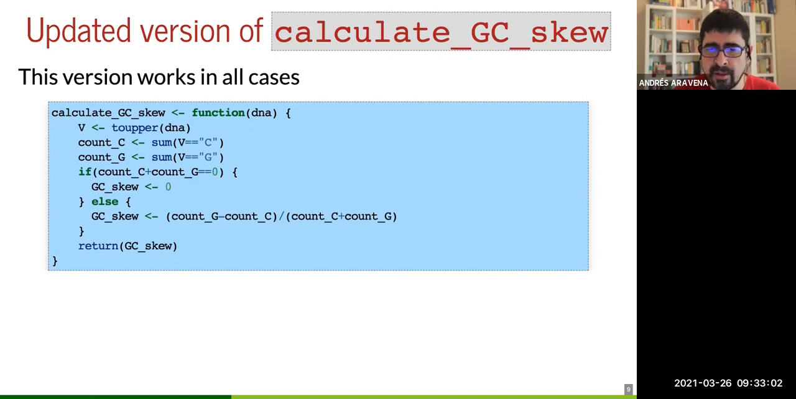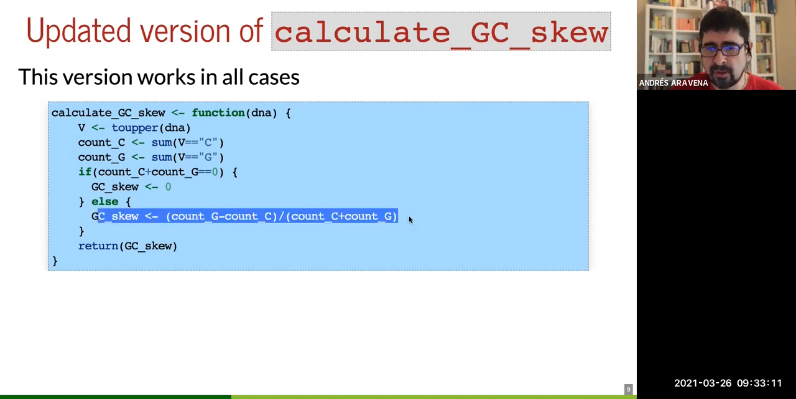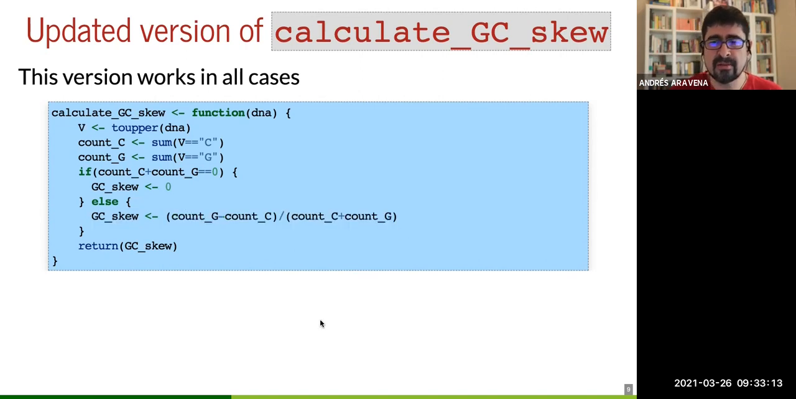It's a reasonable number. It makes sense. And in the other case, if this number is not 0, we can make any division. Then we go and we use the formula that we had before. Okay. This is the last version that we are going to have here.